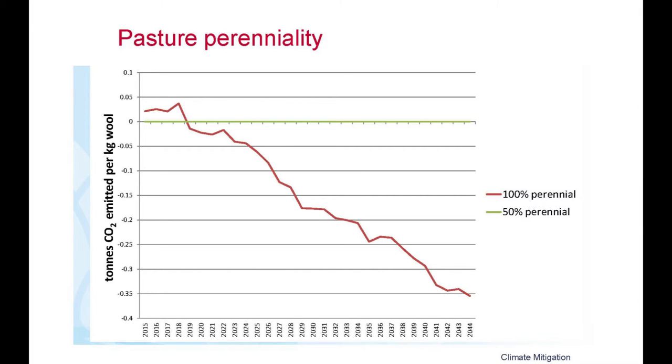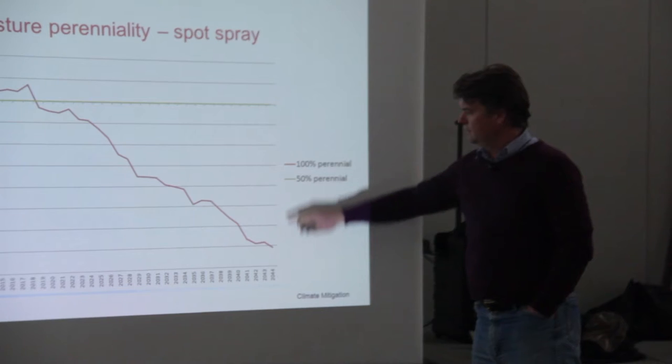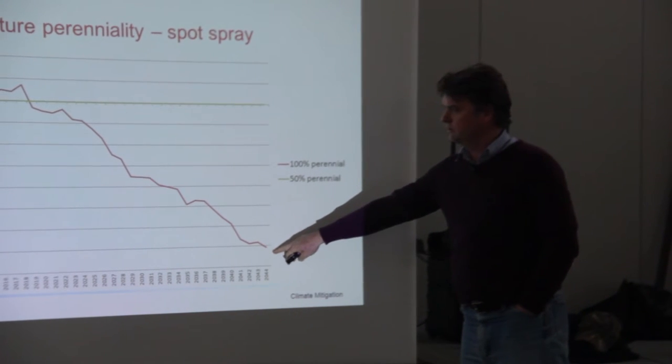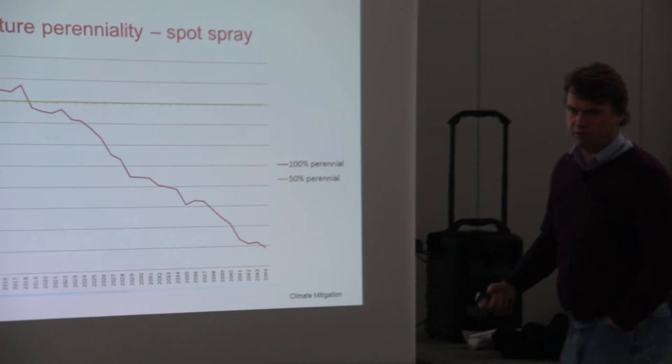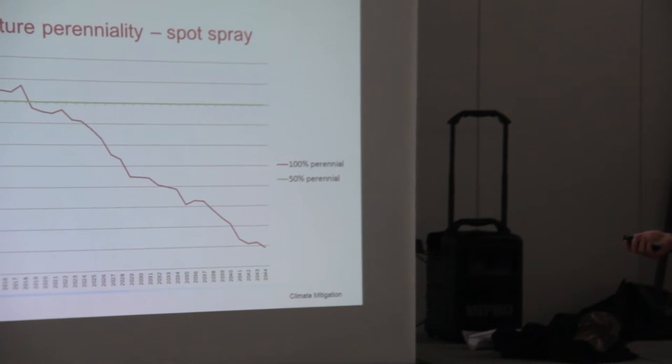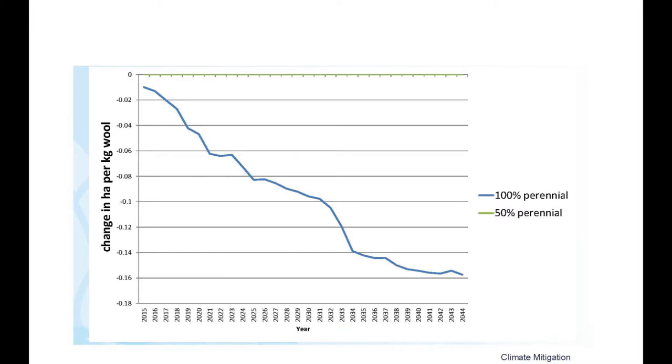100% perennial pasture, 50-50. So if you've got 100% perennial pasture, you're going to have a positive greenhouse gas impact. Same with land use. And what I want to do is actually try and line this up with the economics.